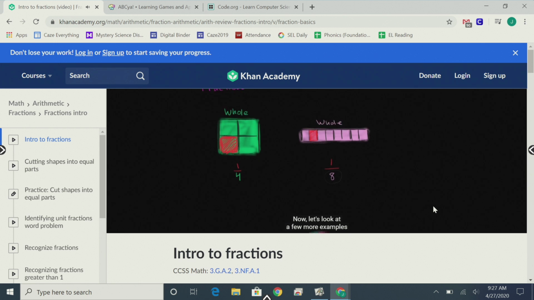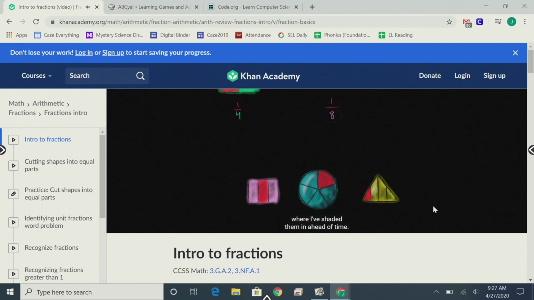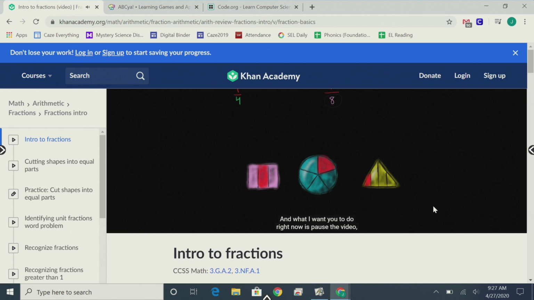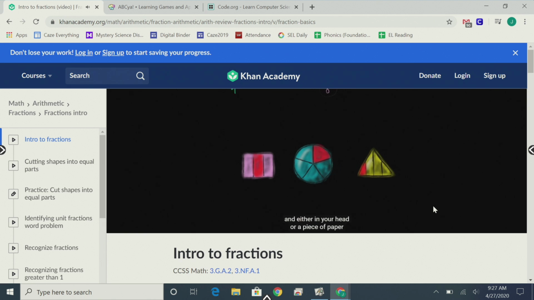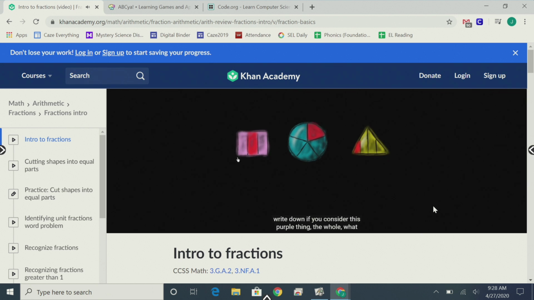Now let's look at a few more examples where I've shaded them in ahead of time. And what I want you to do right now is pause the video and either in your head or on a piece of paper, write down, if you consider this purple thing the whole, what fraction does this red part represent? If you consider this blue part the whole, what fraction does this red part represent?